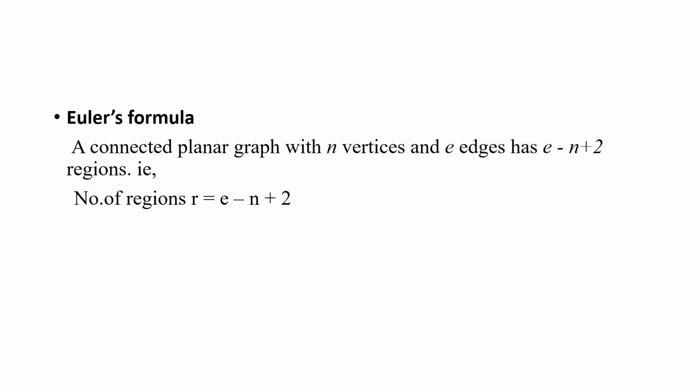Now we can see an important formula, which you have to read as Euler's formula. Euler's formula says that a connected planar graph with n vertices and e edges has e minus n plus 2 regions. That is, the number of regions r is equal to e minus n plus 2.